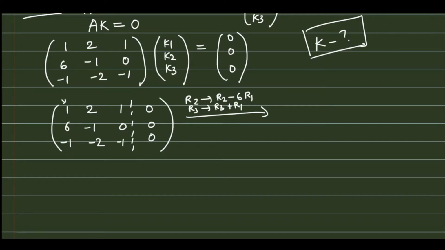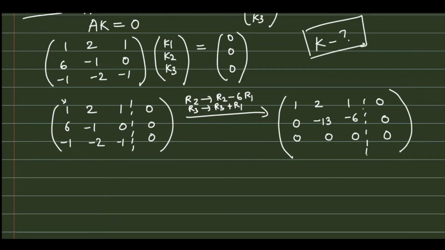So if we apply this transformation to the augmented matrix, it becomes, first row there is no change, so 1, 2, 1, 0. For the second row, we have to use R2 minus 6R1. So this becomes 0, minus 13, minus 6, 0. And the third row, we have R3 plus R1. So this becomes 0, minus 2 plus 2, so 0, minus 1 plus 1, 0, 0.